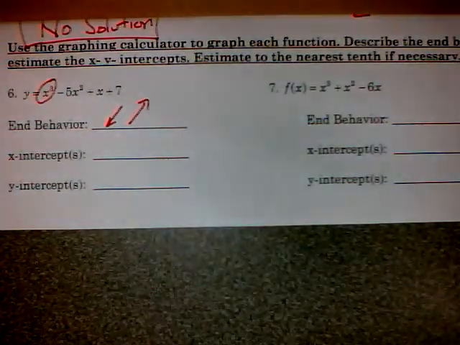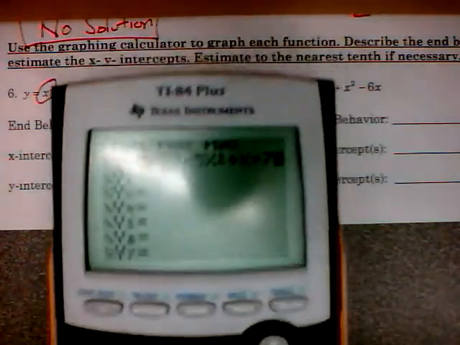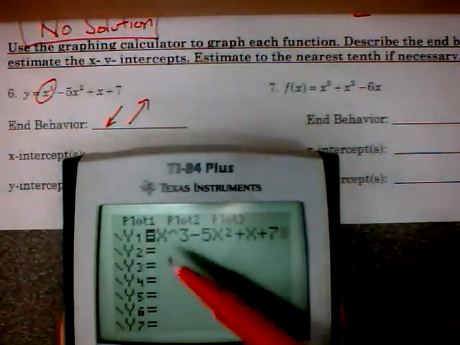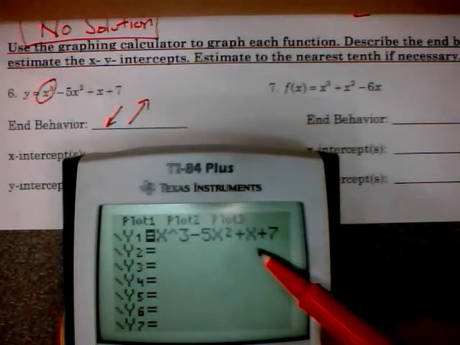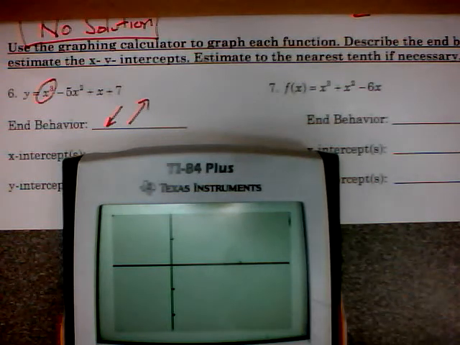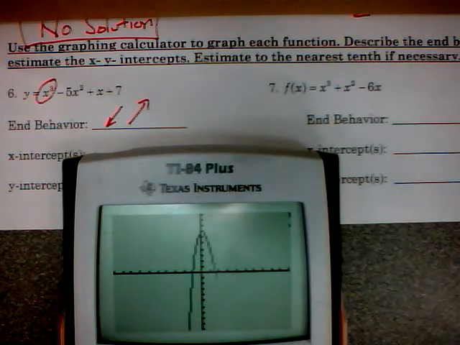And for that we're going to use our calculator. So if we take the equation and plug it into our calculator, we've got y equals x to the third minus 5x squared plus x plus 7. We're going to hit graph on that, and we're going to rezoom. We're going to zoom 6 on that, and look to see what the graph looks like.